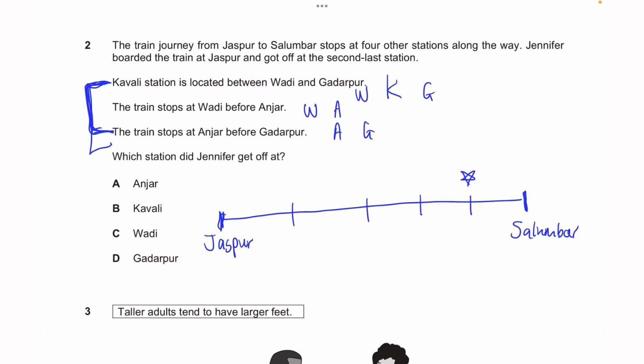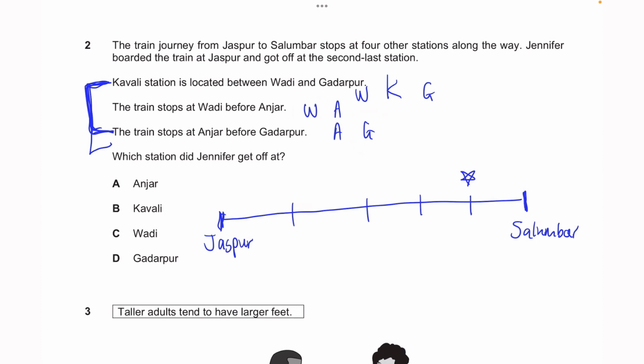Now what we've got to do is, with all 3 pieces of information, take these all in to be able to put them accurately within here. Initially, when it says Cavalli, this first clue here, we're thinking it's got to be all right next to each other. However, we've got to add this extra station of Anja because it seems like it's also between Wadi and Gadapur.